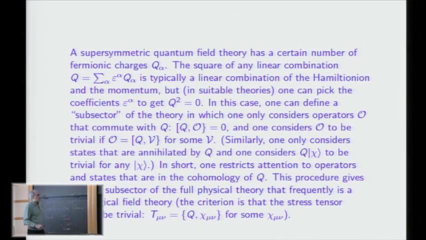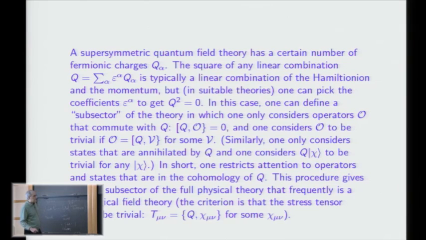But in the right situation, you can pick the coefficients so that Q squared is 0. In that case, you interpret Q as what algebraists would call a differential. You define a subsector of the theory in which you only consider operators that commute with Q, and you consider such an operator to be trivial if it's the commutator or anti-commutator of Q with something. Similarly, you only consider states annihilated by Q, and you consider Q of anything to be trivial. So you consider not everything, you consider only the cohomology of Q acting on both states and operators.